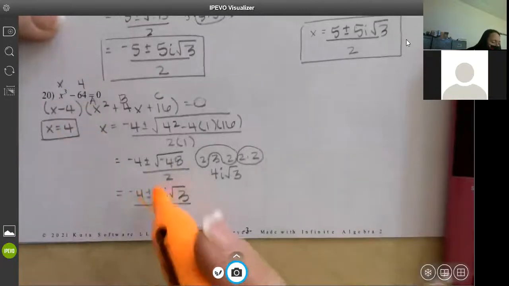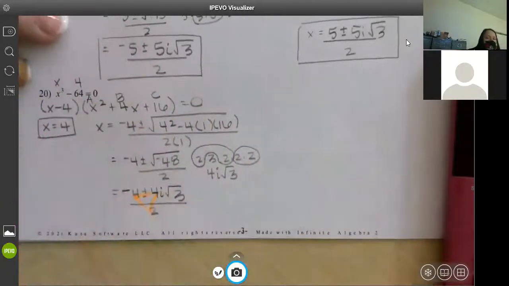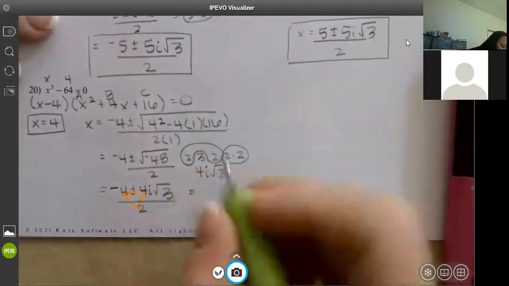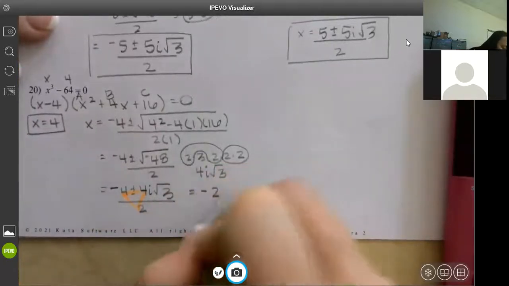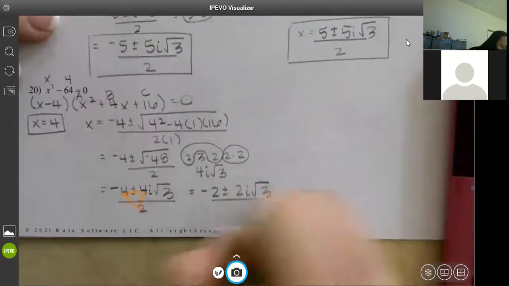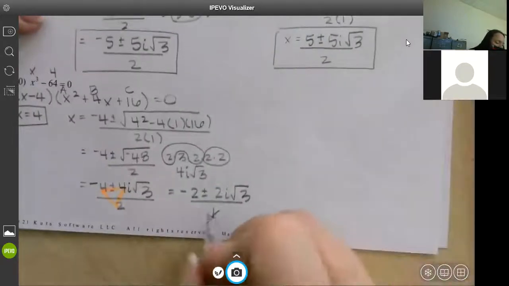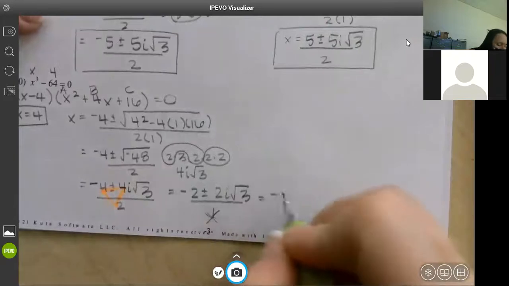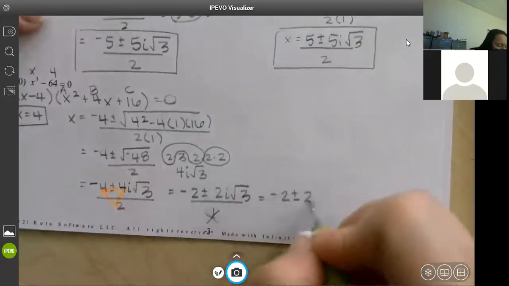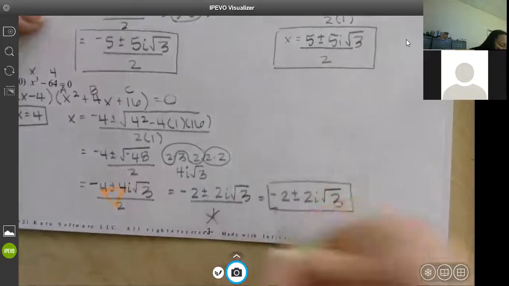I do have a triangle of numbers on this. Make sure that you have that, that's a negative 4. They're all divisible by 2, so negative 4 divided by 2 is negative 2. Plus or minus 2i square root 3 over 1, but remember the 1 on the bottom doesn't matter, so we can mark it out. And our final answer is negative 2 plus or minus 2i square root of 3.